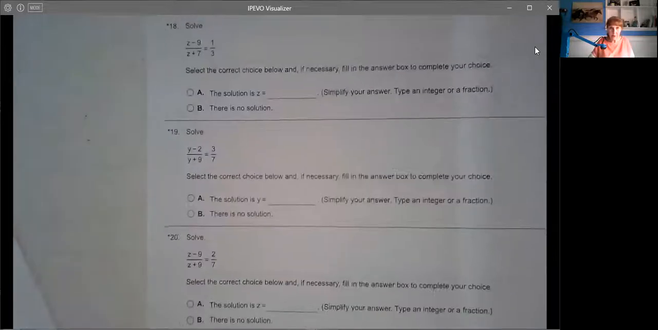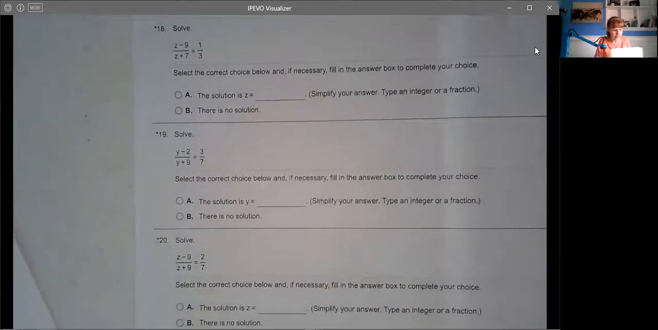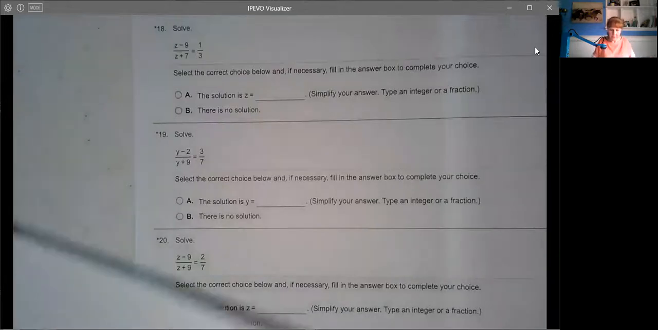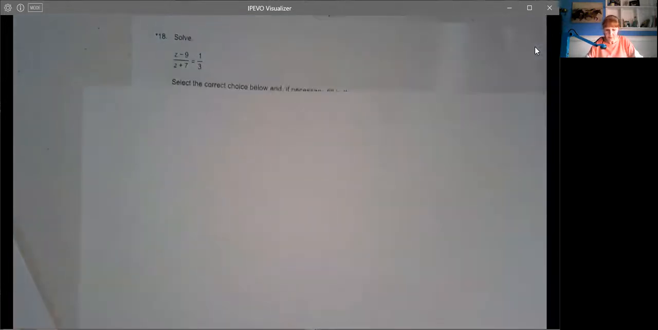There are 3 problems, the last 3 on this assignment, that I want to talk to you about. They're a little bit more difficult, but ones that you're going to need to know how to do.